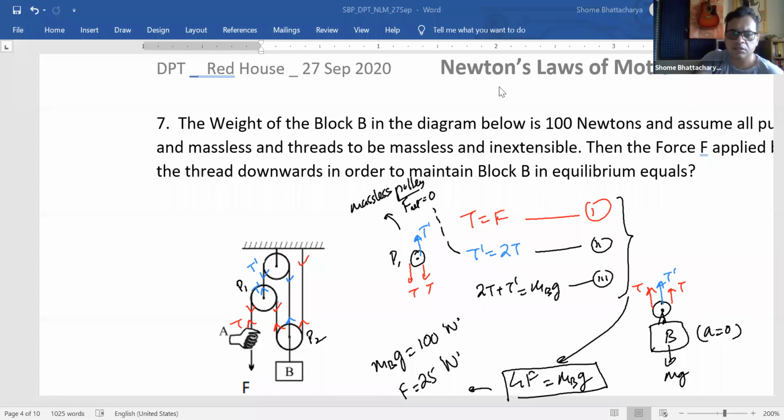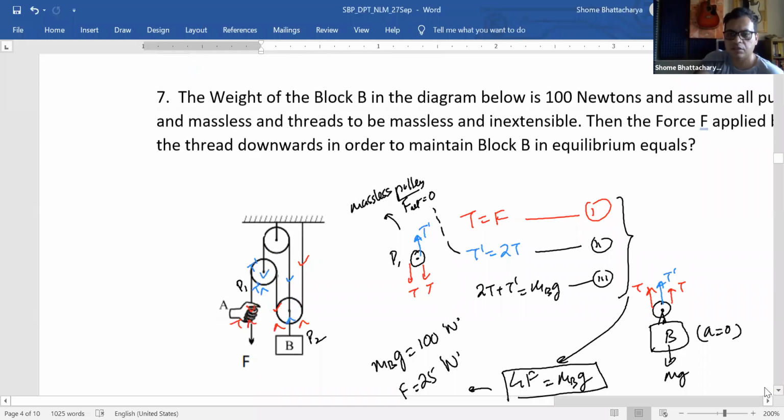No, Manas, the topic for the major test is Newton's laws. Friction is a different chapter after that. Okay. So friction will not be there in this major test.